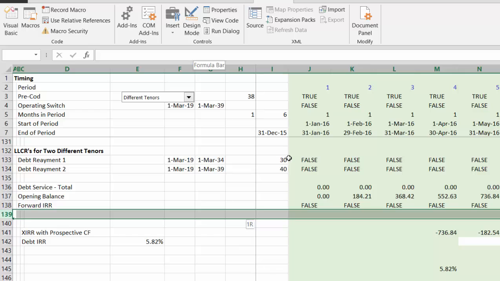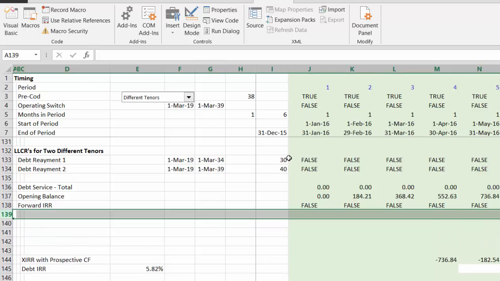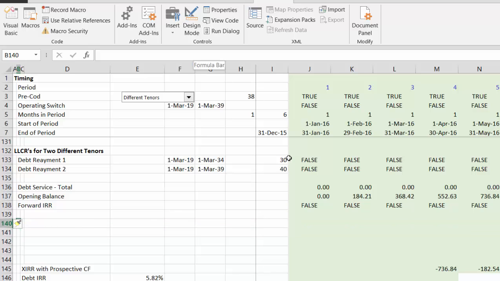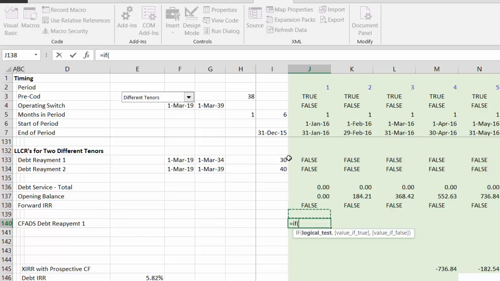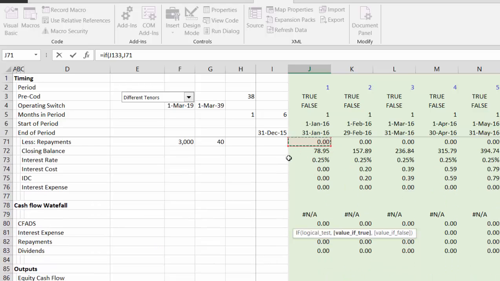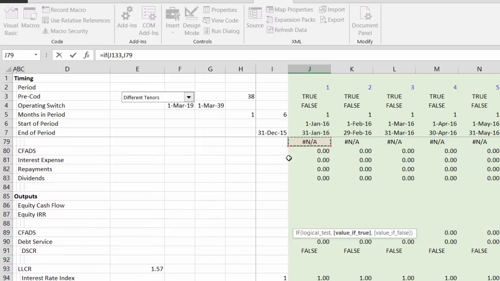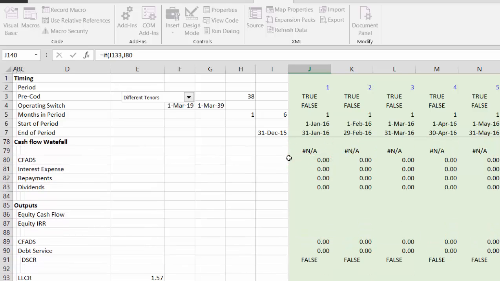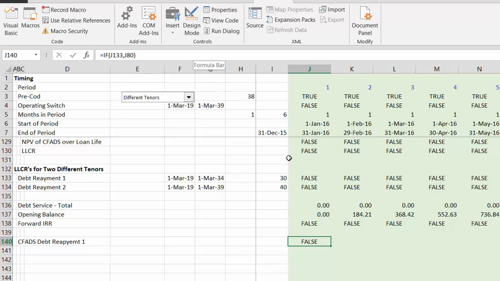Okay, and now let's put a couple of PV of CFADS for debt service 1. So we'll put CFADS debt repayments. I don't know why I called it debt repayment 1, but whatever I did. So that's if the number 1 is true, then we take the total CFADS, and I'm going to go all the way to the cash flow statement in the cash flow waterfall to get that. And there's our graph. I don't know if you really have to do this, but let's multiply that by 1. Don't multiply by 0 like I did that one time. It's really bad.